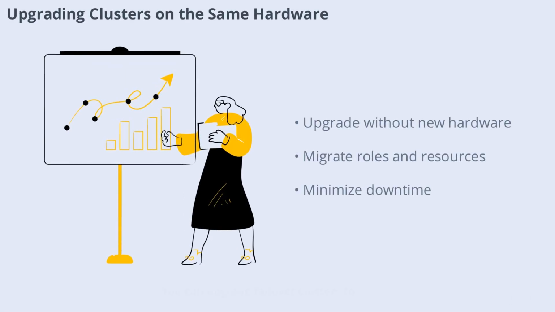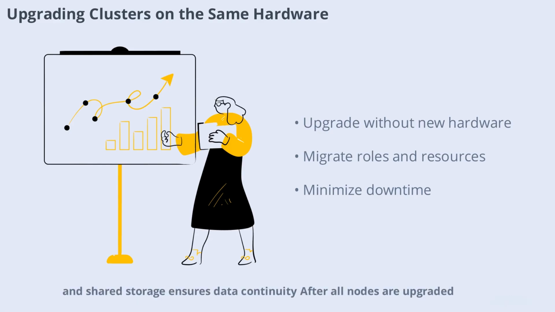You can upgrade failover clusters to newer Windows Server versions without replacing hardware. This involves evicting nodes one at a time, upgrading the OS, and rejoining them to the cluster. The Copy Cluster Roles wizard helps migrate resources, and shared storage ensures data continuity. After all nodes are upgraded, update the cluster functional level. This approach minimizes costs and downtime, allowing organizations to stay current with the latest features and security updates.